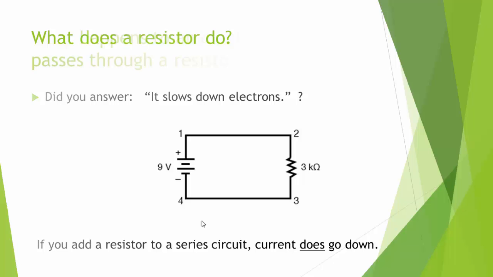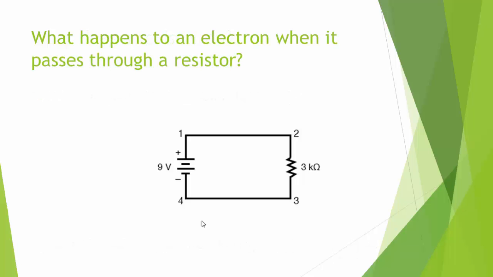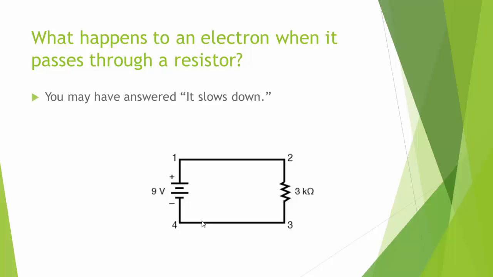So that is true. Now I'd invite you to, once again, pause the movie, think about the answer to this question, and it's only slightly different. What happens to an electron when it passes through a resistor? Okay, welcome back. Maybe you said the electron slows down when it passes through a resistor. And this is, in fact, not true.